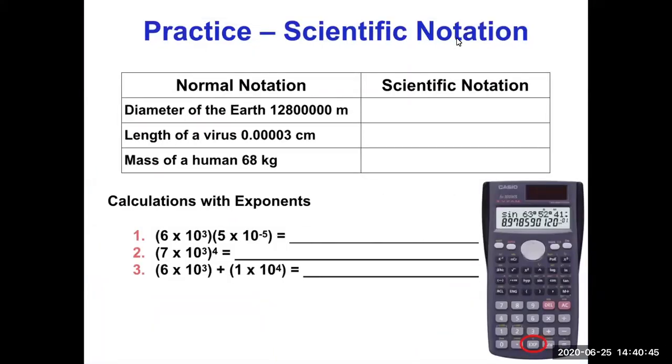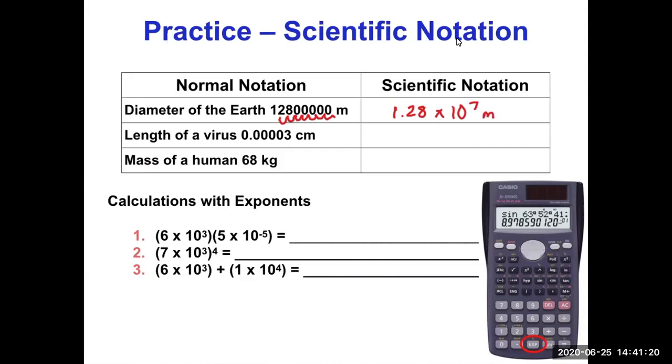All right, so let's do a little bit of practice. Okay, so here we have the diameter of the Earth. And let's get that into scientific notation. So we will start with our decimal right here. So we're moving it 1, 2, 3, 4, 5, 6, 7. So 1.28 times 10 to the 7th. And that is in meters.